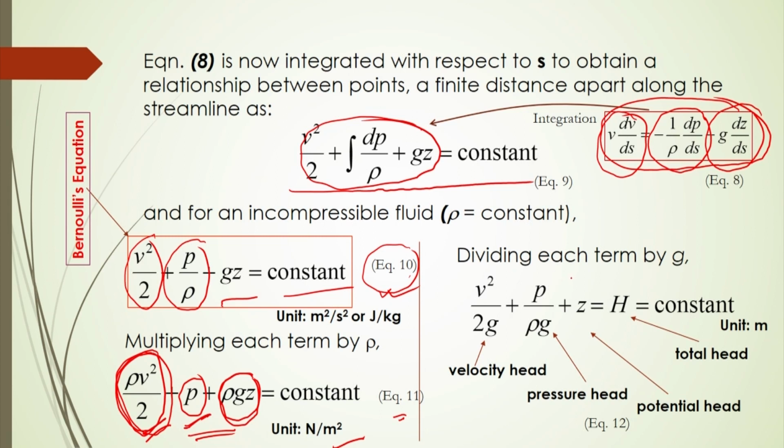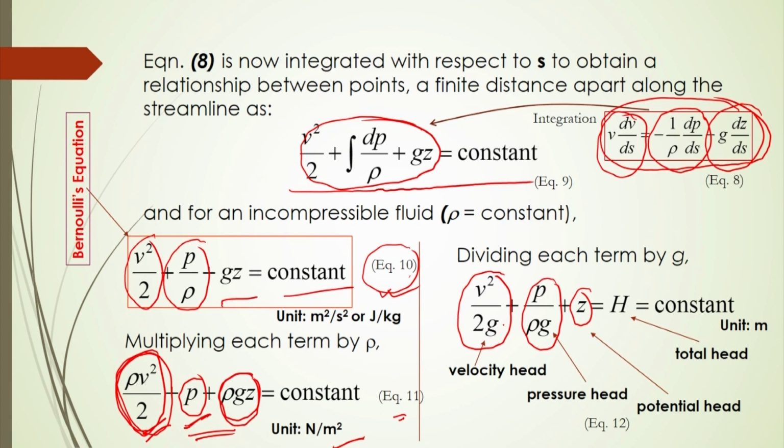Here, if we again divide equation number 10 by g, that is gravitational acceleration, then we have v square by 2 g plus p by rho g plus z, which will be equal to a constant. Now, v square by 2 g is nothing but the velocity head. This is in terms of head, and the unit is that of distance, that is meter.